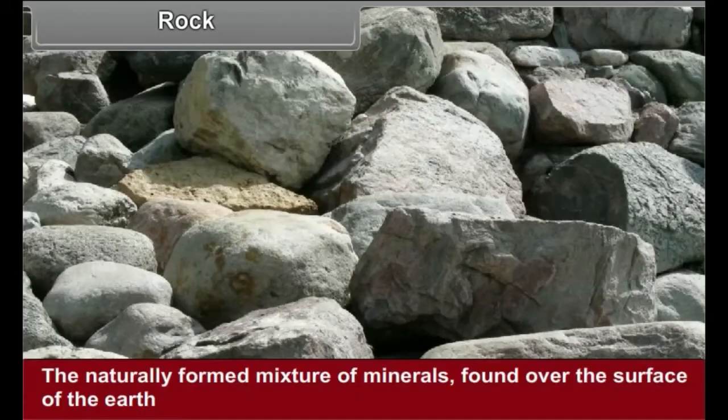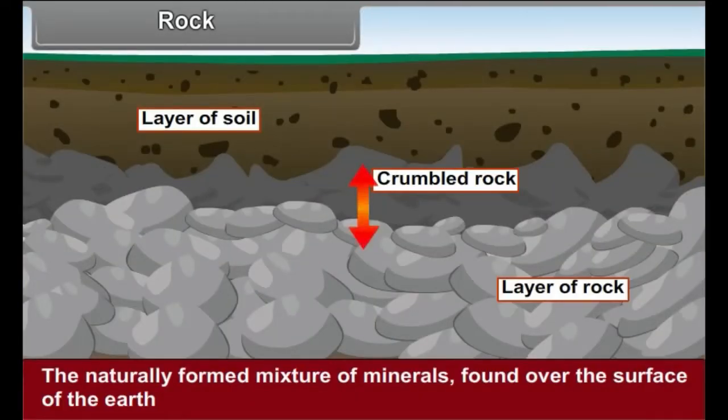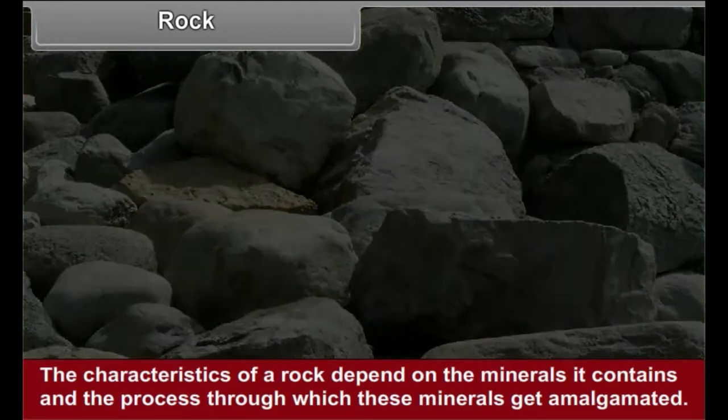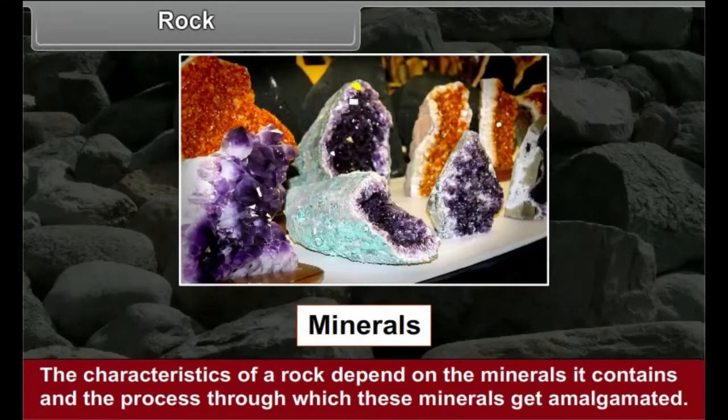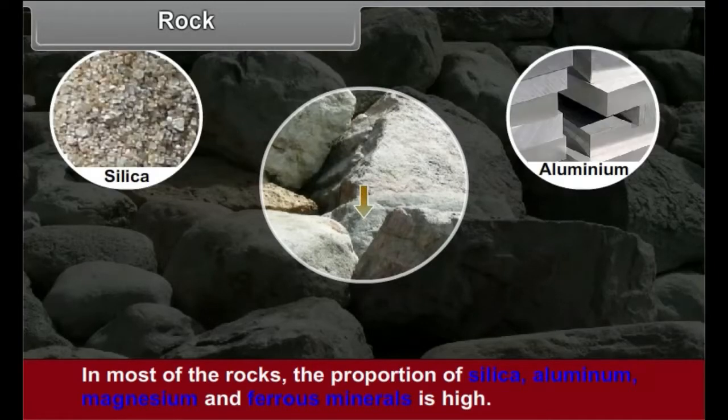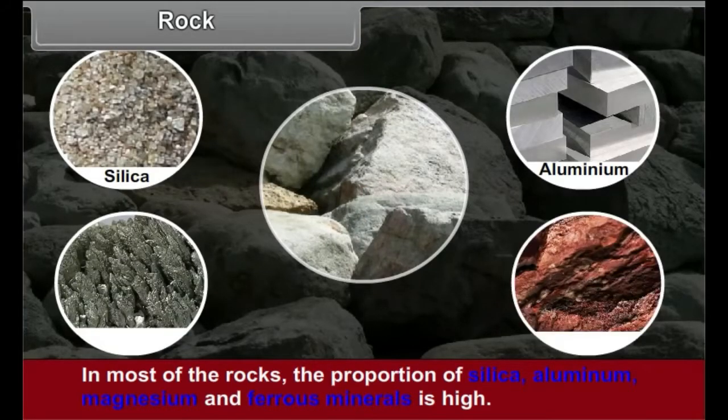Rock. The naturally formed mixture of minerals found over the surface of the Earth and to the depth of some kilometers below it is called a rock. The characteristics of a rock depend on the minerals it contains and the processes through which these minerals get amalgamated. In most of the rocks, the proportion of silica, aluminium, magnesium and ferrous minerals is high.